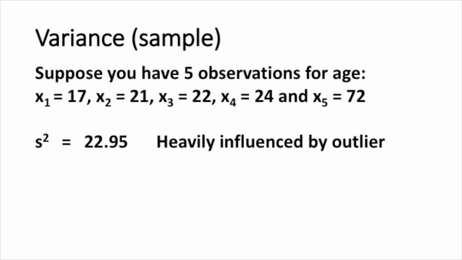As was the case with the mean value, which we can sometimes use as a measure of the center of the distribution, the variance is not resistant to outliers. In other words, outliers influence the variance. Let's say we add just one observation to our data set, who happens to be a 72-year-old. If we add this one person, which is an outlier, it increases the variance to 22.95. So heck, the variance went from 8.67 to 22.95 when we just added one person.